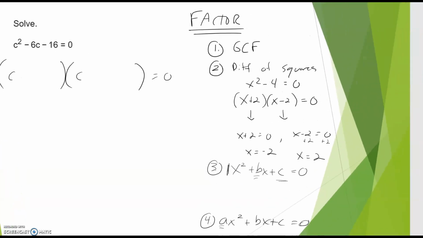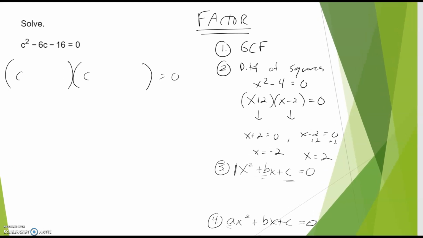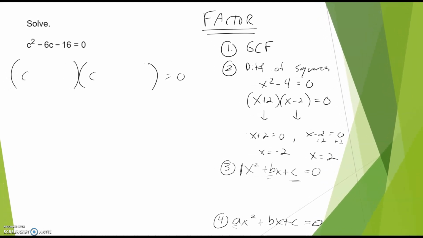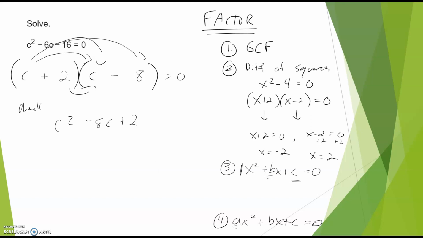All right, if I want to do that, two numbers multiply together to give me 16 and add together to give me 6. I'm thinking probably 8 and 2, because 8 times 2 is 16. And if I make the 8 negative and the 2 positive, then that should work. Remember, you can always check. We're kind of doing the opposite of FOILing. If you were to check, c squared minus 8c plus 2c minus 16. And that, of course, would be where I started. Okay, so I know I'm right.